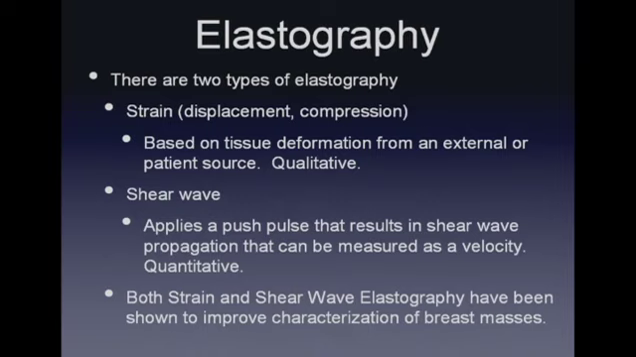There are two types of elastography. One is strain and one is shear wave imaging. Strain, sometimes called displacement or compression elastography, is based on tissue deformation from an external or patient source, and this is qualitative, so we do not get an absolute measure of the stiffness of the lesion. Shear wave imaging applies a push pulse that results in a shear wave propagation that can be measured as a velocity, and this is quantitative so that we get an absolute measurement and know exactly how stiff a lesion is. Both strain and shear wave elastography have been shown to improve the characterization of breast masses.